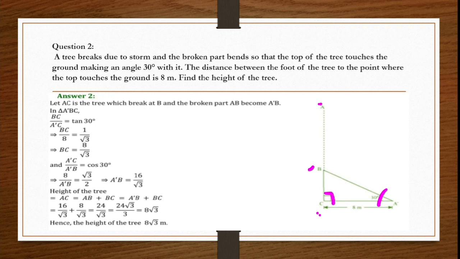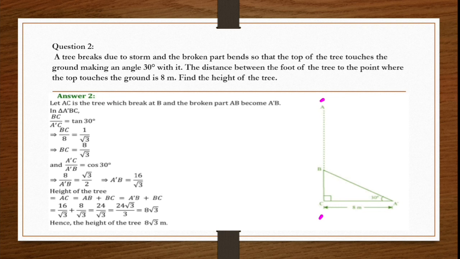This is 90 degree. Now after this storm, this broken triangle makes a new right angle triangle, which is A dash C B. Now what you have to find? You have to find the length of AC. What is the height of the tree?